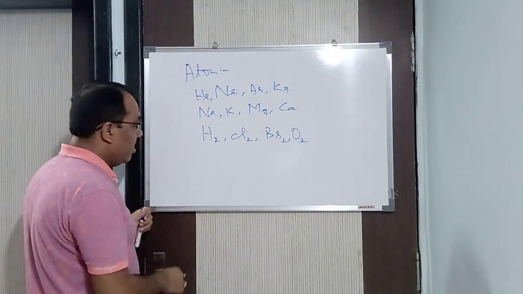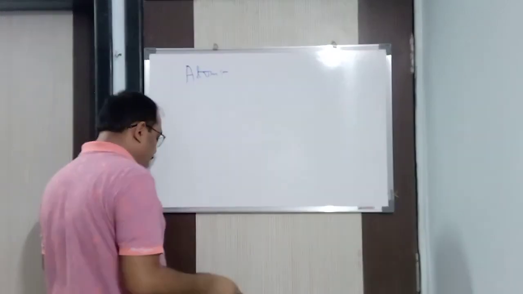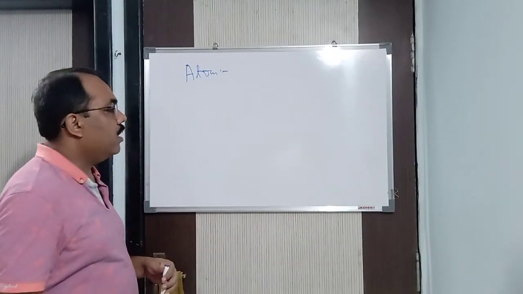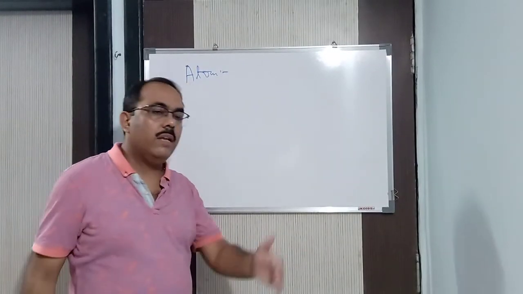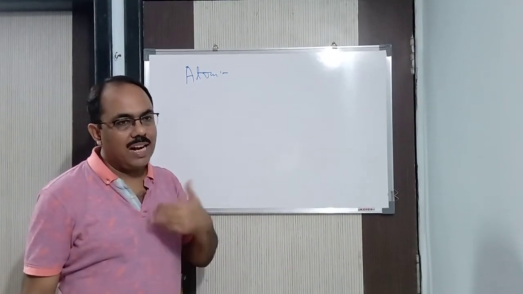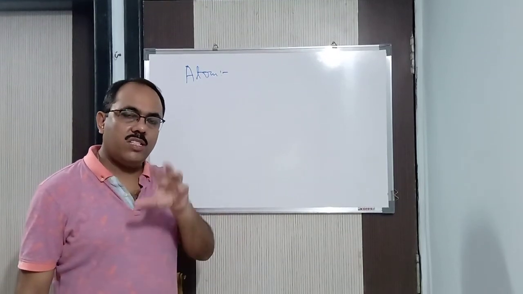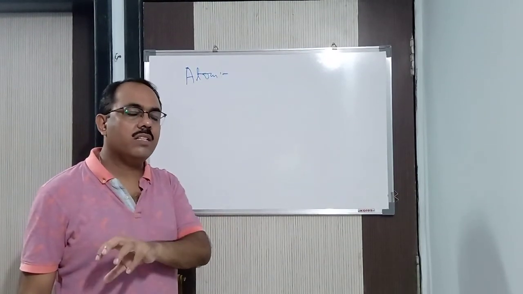Now next, I said an atom is the smallest part of an element. So what is an element? An element is a pure substance. It comes under pure substances. It is that pure substance which is made up of the same kind of atoms, similar kind of atoms. That is called an element.